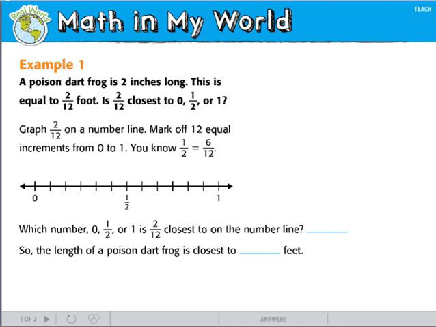So our examples. A poison dart frog is 2 inches long. This is equal to 2/12 of a foot. Is 2/12 closest to 0, 1/2, or 1? So we're going to graph 2/12 on the number line. Tonight for your homework, the number line is going to be your best friend. So we're going to make number lines for each one of our problems tonight for your independent work.